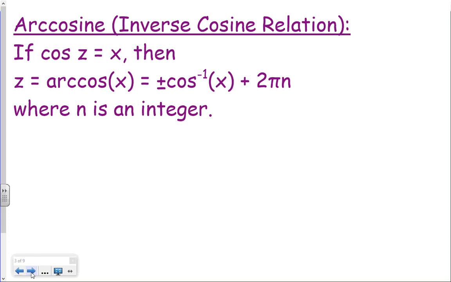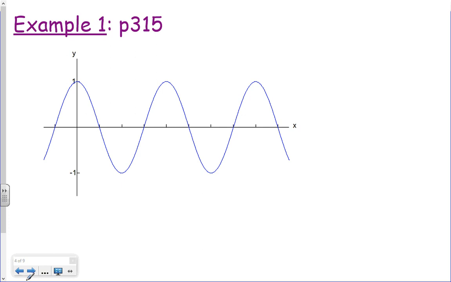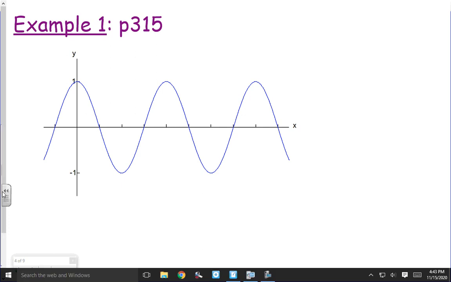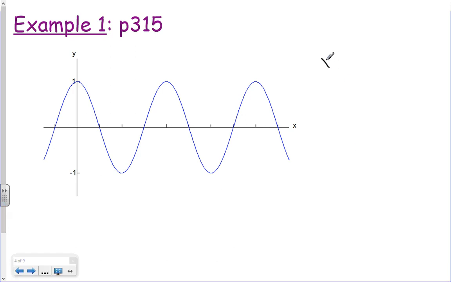All right, let's take a look at an example here. Look at example 1 there on page 315. It says find the first 5 positive values of arc cosine of a negative 0.3. Let's write that off to the side here. In fact, I'm going to say x is equal to the arc cosine of a negative 0.3. And from that definition, if I say that x is the arc cosine of a negative 0.3, that's the same as if I had said the cosine of x is equal to a negative 0.3.